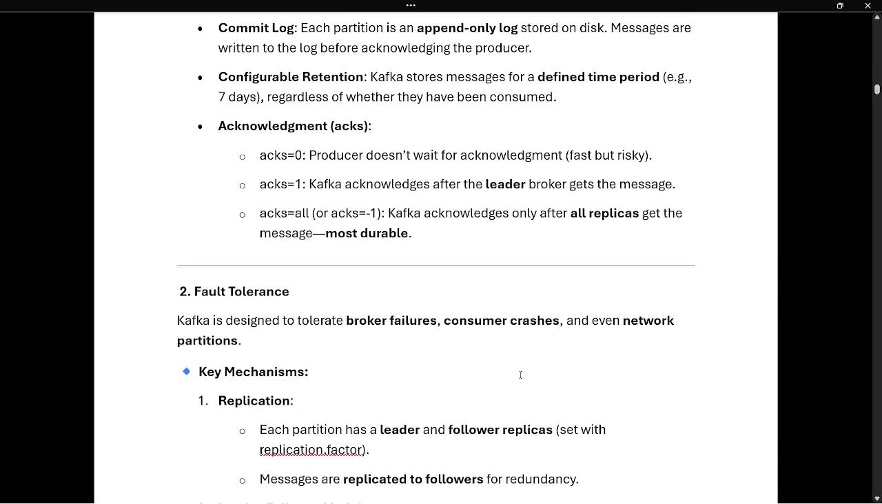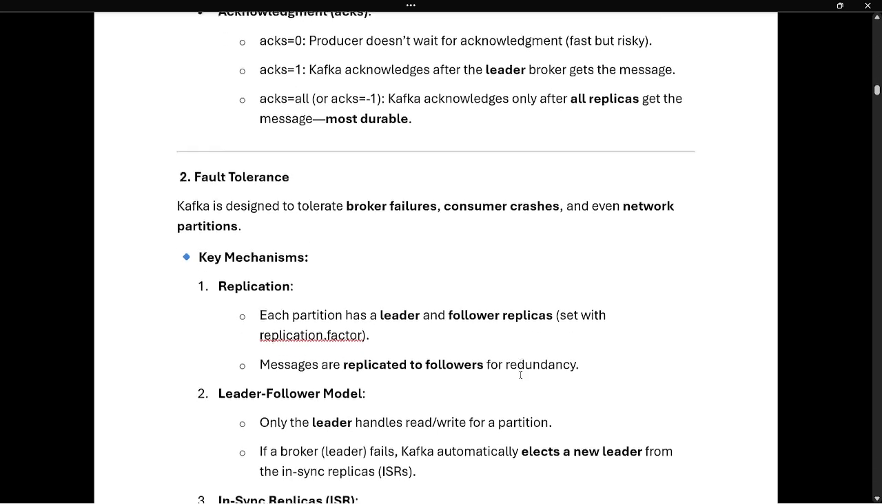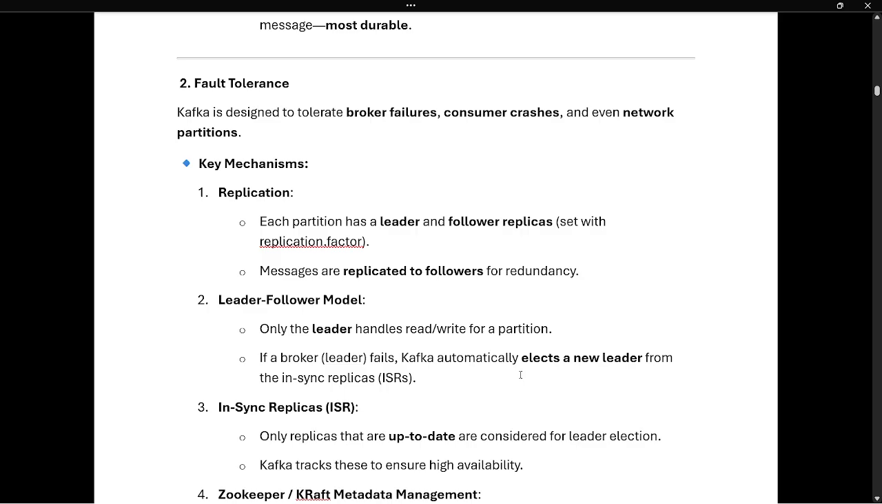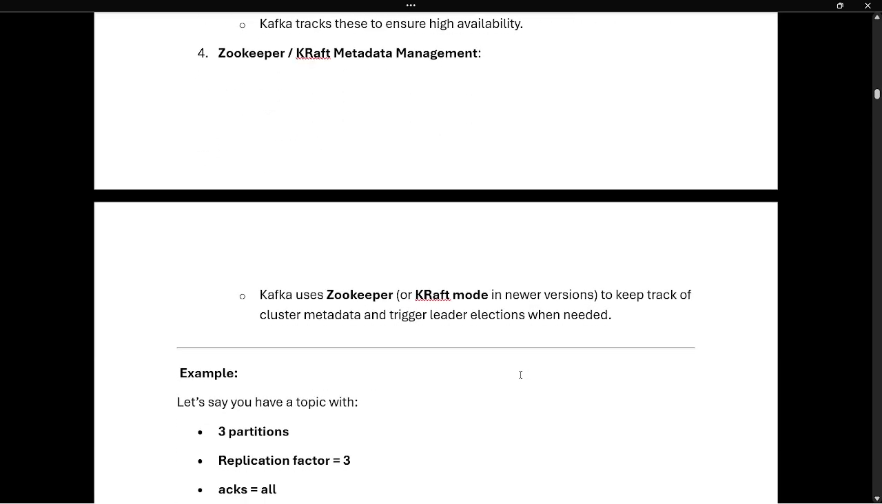Then we have fault tolerance. Kafka is designed to tolerate broker failures, consumer crashes, and even network partitions. We have the replication factor: each partition has a leader and follower replicas. So we set the replication factor, the leader-follower model, or the ISR model. These are the mechanisms that help with fault tolerance, along with ZooKeeper or KRaft metadata management. Kafka uses ZooKeeper to keep track of cluster metadata and trigger leader elections when needed.